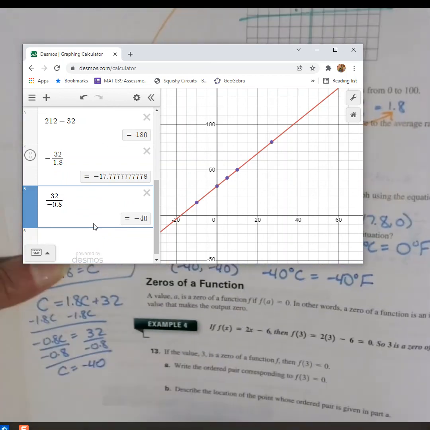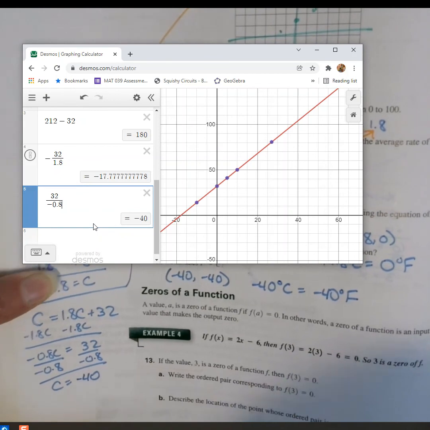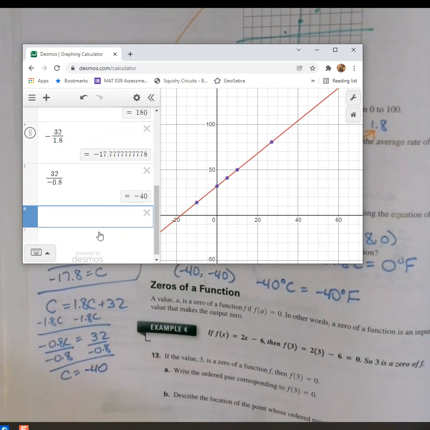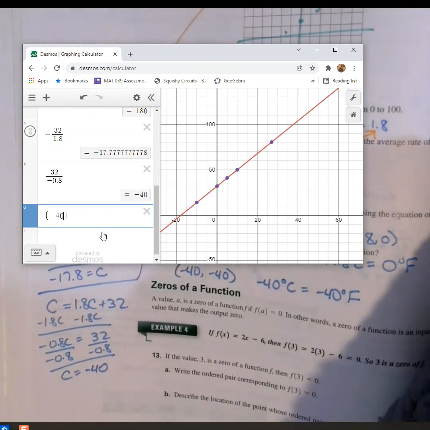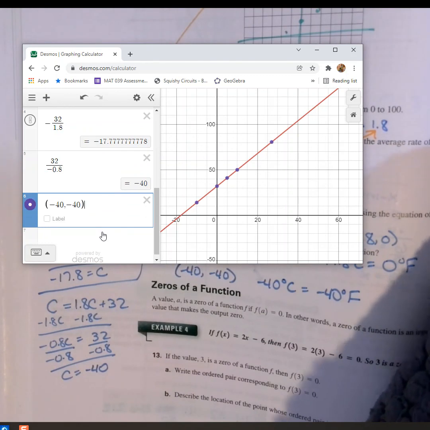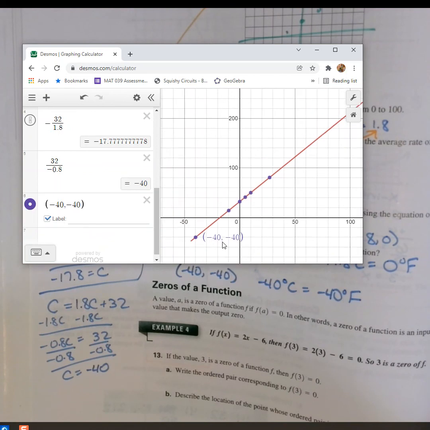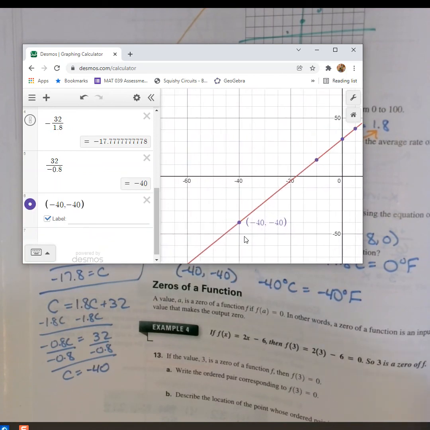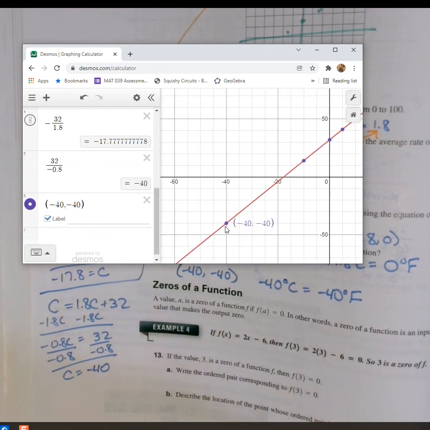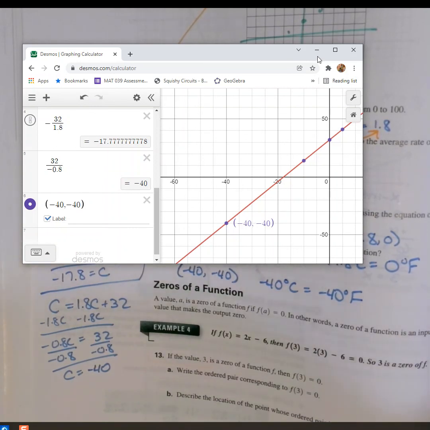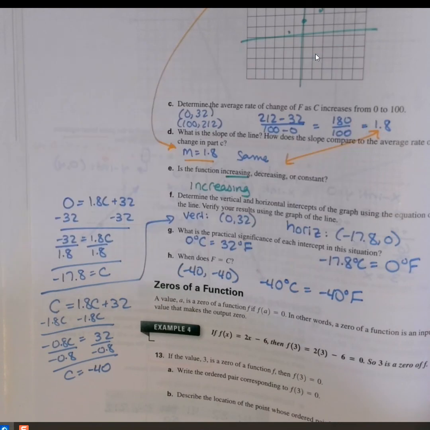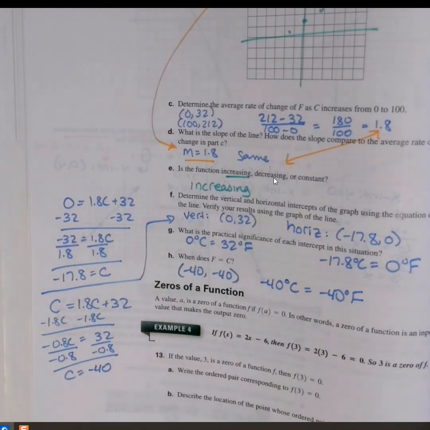And we're going to check this graphically. So on our graph, if we graph the ordered pair, negative 40, comma, negative 40, hopefully that ordered pair shows up on our line. It does, it's on our line. So negative 40 degrees Celsius and negative 40 degrees Fahrenheit are the same temperature. Kind of cool. Pretty cold, either way.